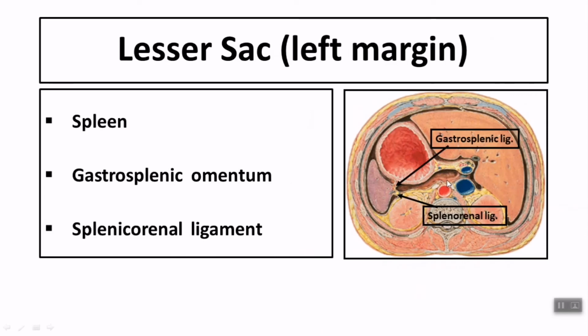You can see this is the lesser sac or the omental bursa situated behind the stomach, and this is the lesser omentum. It has a left margin and it has a right margin. Left margin here, it is closed by the presence of spleen, gastrosplenic omentum or ligament, and splenorenal ligament or lienorenal ligament. So this is the left margin formed by these structures. The right margin is here, it is opened.